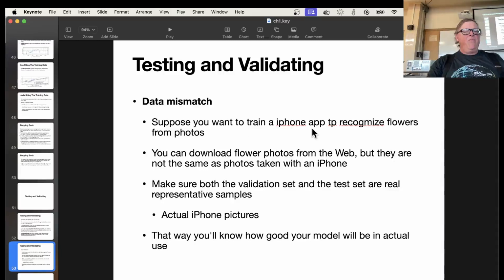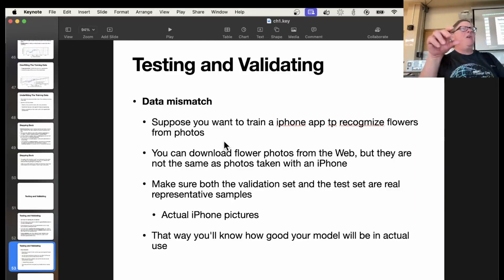So you might train a phone app to recognize flowers from photos, but you download flower photos from the web, and those are not going to be equal to people taking photographs of flowers. And of course, that's what you want. I've seen these. You can take a picture of a plant, and it will tell you what the plant is, but the pictures on the web are not equal to that. So that's a problem.